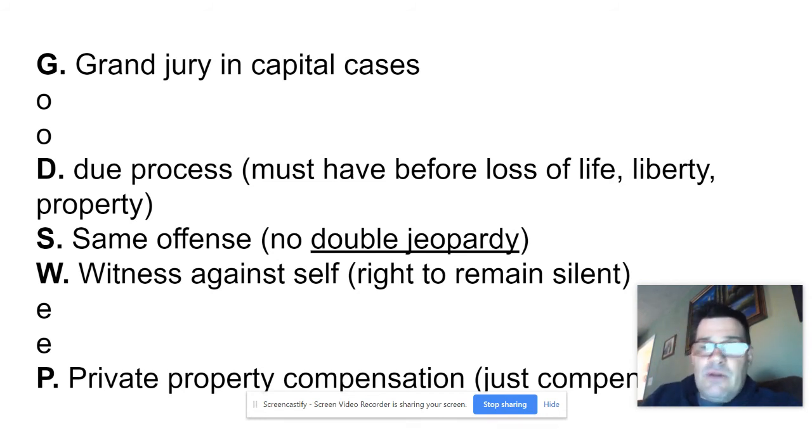Same offense, no double jeopardy. They can't just keep trying you over and over again, hoping for a jury to finally convict you. That's called the double jeopardy clause. Witness against oneself: you can't be a witness against yourself, which means you have a right to remain silent. That's going to be in Miranda. We'll talk about that case. And private property compensation: you have a right to just compensation if the government needs to use your land for a military base or a road or some civic reason. All right, there's that. Study that. It's not an easy one.